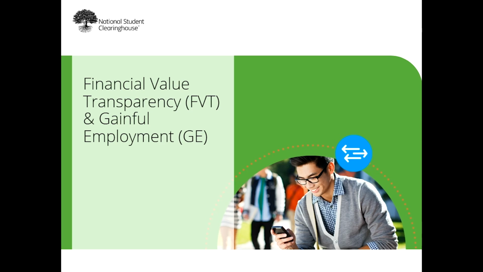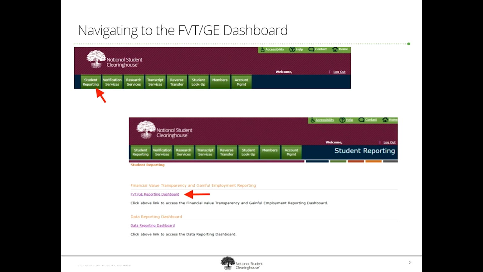We wanted to walk you through the financial value transparency and gainful employment dashboard that is available once you are active with the service with us. So just a quick start to finish of the process. Once you log into the Clearinghouse, you will go to the Student Reporting tab at the top left, and then the FVT GE Reporting Dashboard link, and that's going to take you to the landing site here.